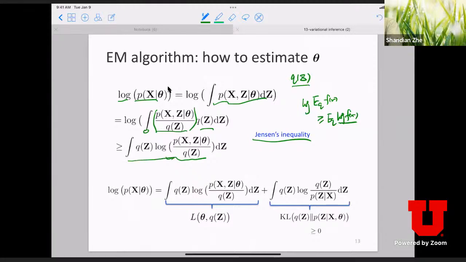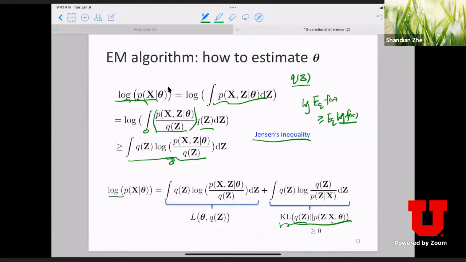This is a lower bound, and this is our model evidence. Now, if we want to look at the gap between this lower bound and the model evidence, we'll see that this gap is actually the KL divergence between your introduced distribution over z and the posterior distribution of z given x. So we can just check.